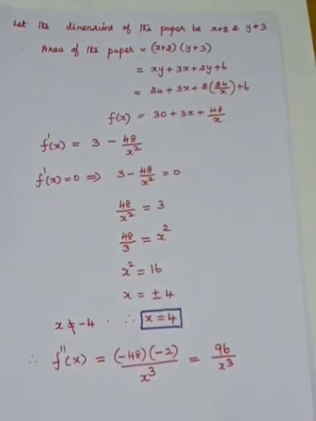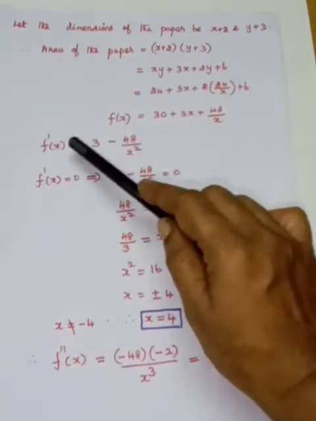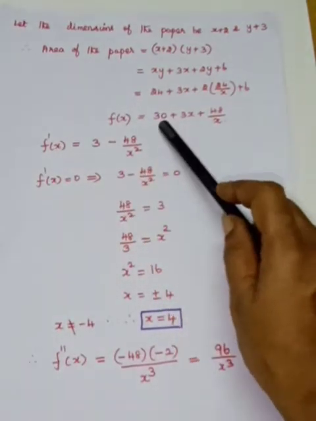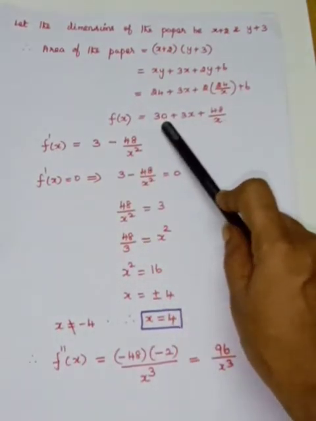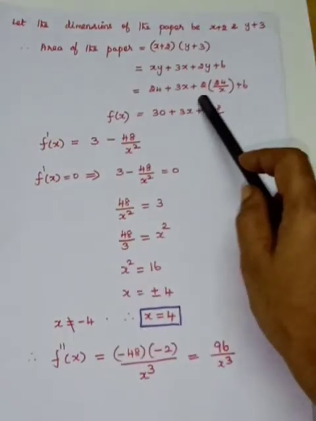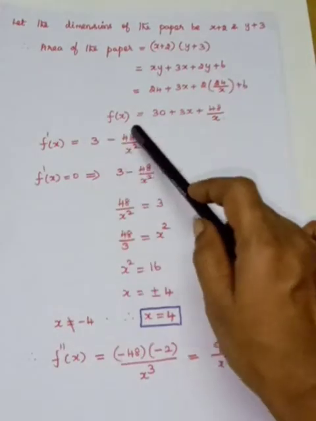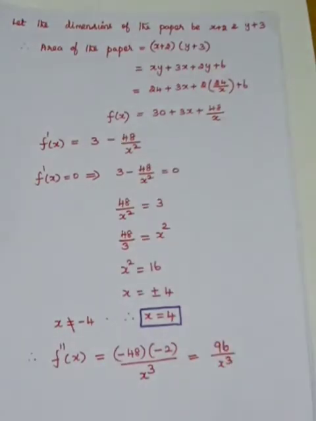Area of the page or area of the paper. So what do we have to prove? This should be minimum, so we have to use the second derivative test. First step, you have to differentiate f of x with respect to x. 30 is a constant, so its differentiation is 0. 3x differentiation is 3, and 48 is a constant. The differentiation of 1 by x is minus 1 by x square. So you are getting 3 minus 48 by x square.